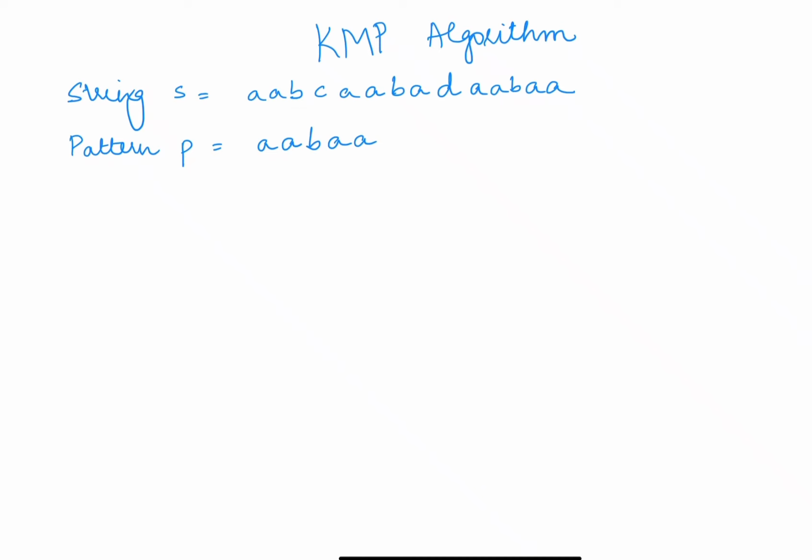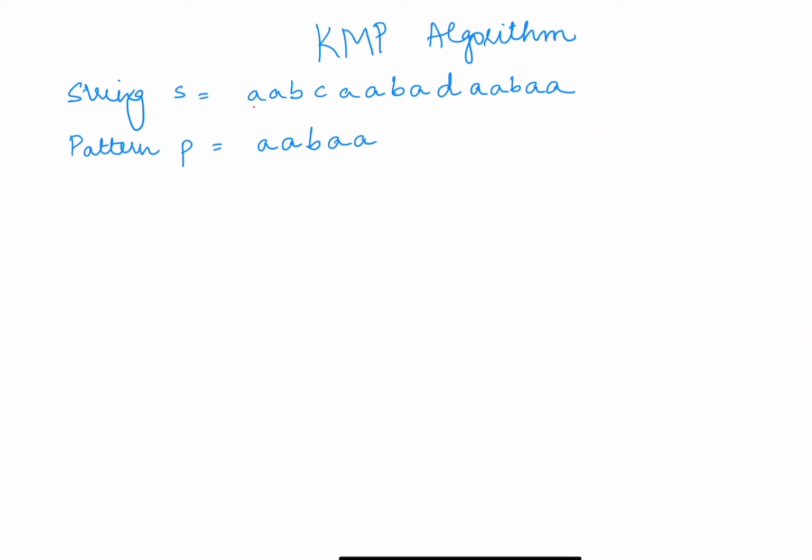Firstly, why do we even need any special algorithm for pattern matching? To answer this, let's first understand the naive approach. In the naive approach, we match each and every character of the string and pattern, and wherever there's a mismatch, we reset the pointer. So let me explain how we do this.